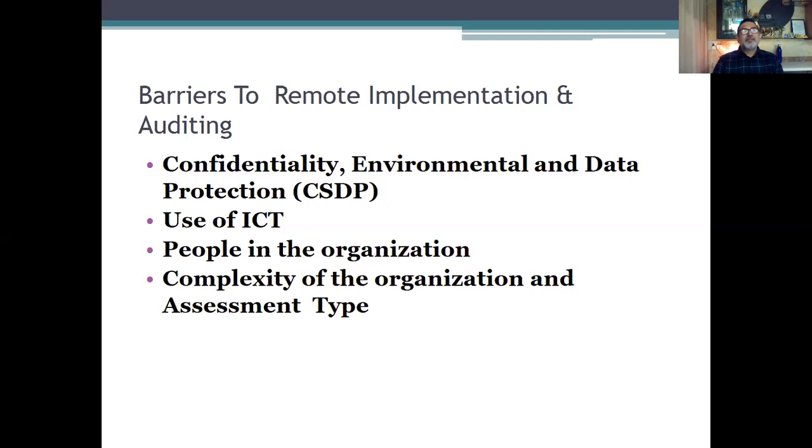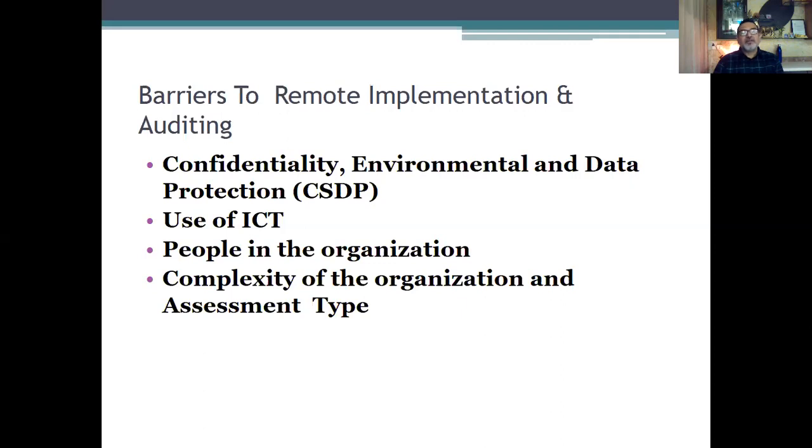Let's see what the barriers to remote implementation and auditing are. Confidentiality, environmental, and data protection. Ensure agreement between the ISO certification body and your organization about CSDP issues. The agreement should be documented.